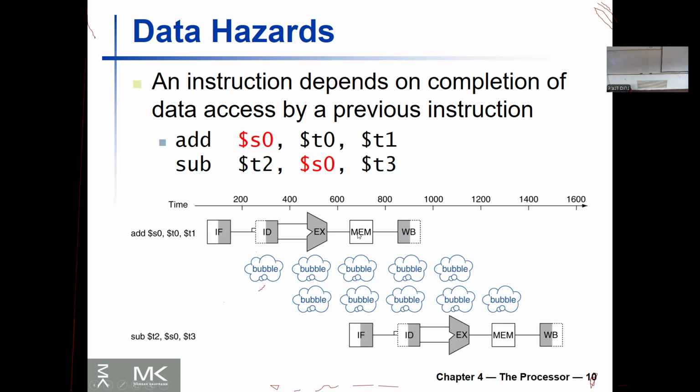Memory access. Why is memory access white over here? It's because it's not used. We're not gonna do anything in that stage. That stage will be blank.